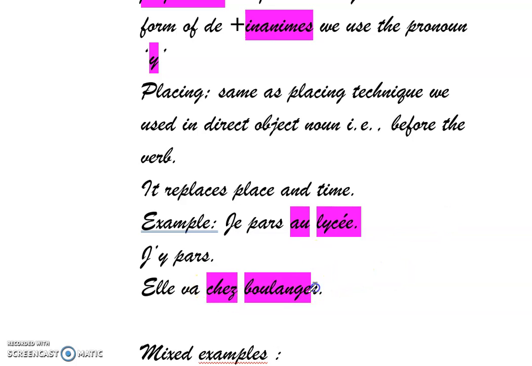Step number 3 is boulanger has no life, and step number 4 is formation of the sentence. Il, va, and that's how you form it.